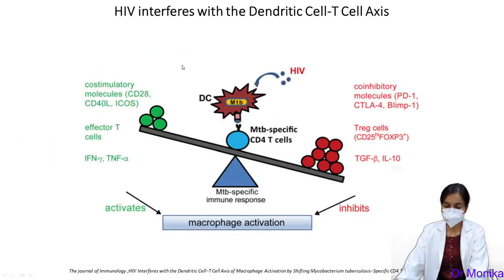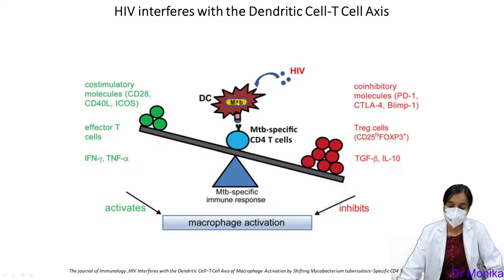Coming to the next mechanism by which the HIV interferes, it is with the dendritic cell and T cell axis. So this is the model which explains why MTB-infected CD4 T cells cause a decrease in immunosuppression as well as an increase in the TB risk. First, if we compare singly infected MTB dendritic cells with MTB-HIV infected dendritic cells, there is a decrease in the expression of the stimulatory molecules as well as the activation markers.